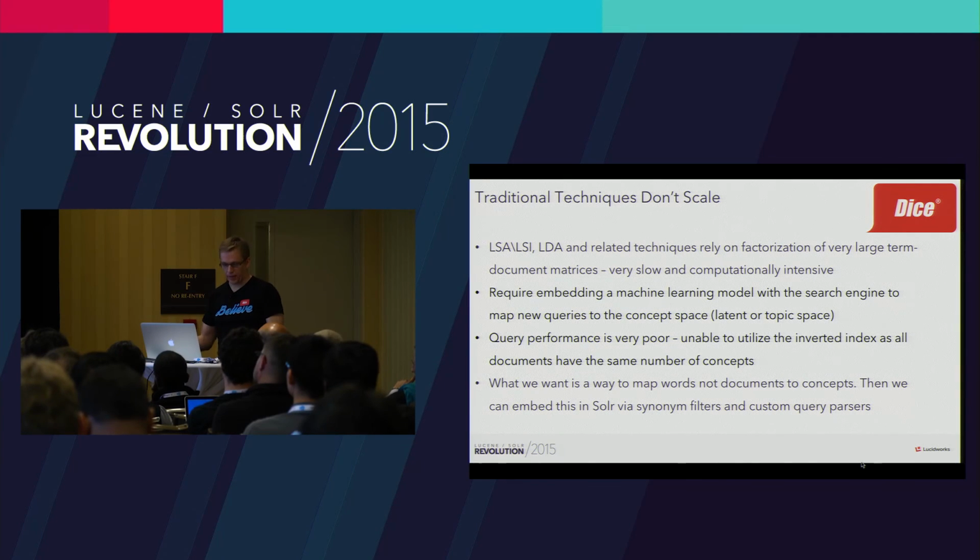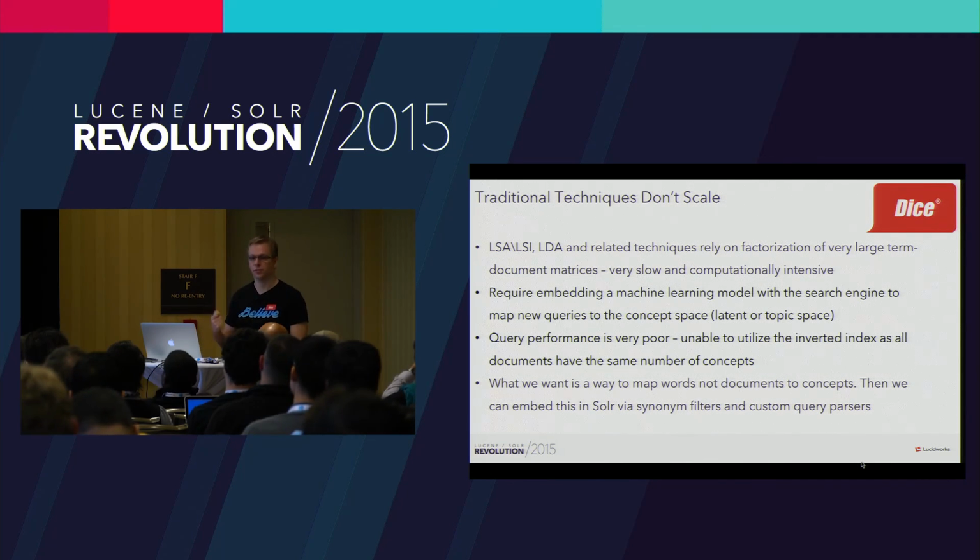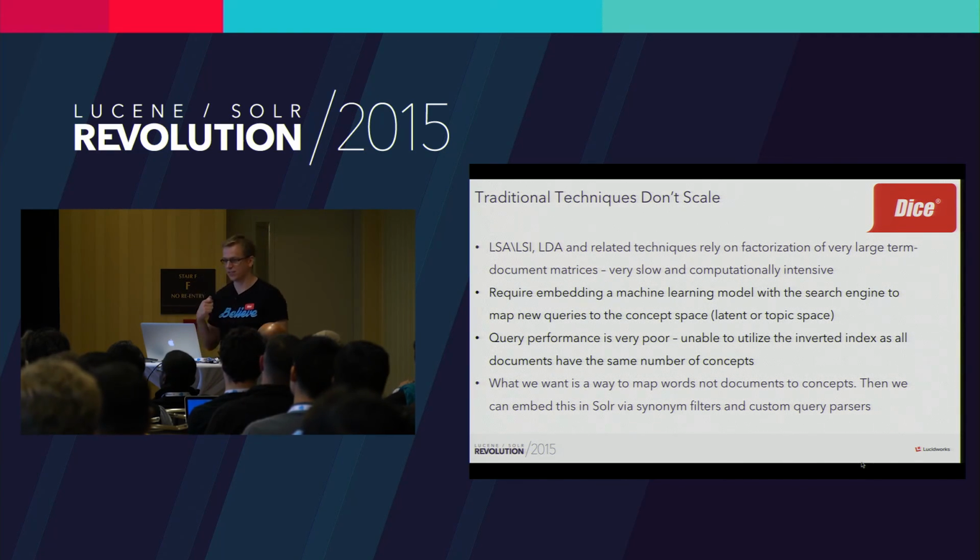The problem with LSA, LSI, and LDA is that they're very computationally intensive to compute. They rely on factorizations of very large matrices, which is a slow process and requires a lot of memory. And this is really important: if you want to use these in your search engine, you have to embed a very hefty model into it. Then as queries come in, you have to map them to this concept space. That is not easy and has a big performance impact. It is not desirable if you want to get something up and running quickly in something like Solr.